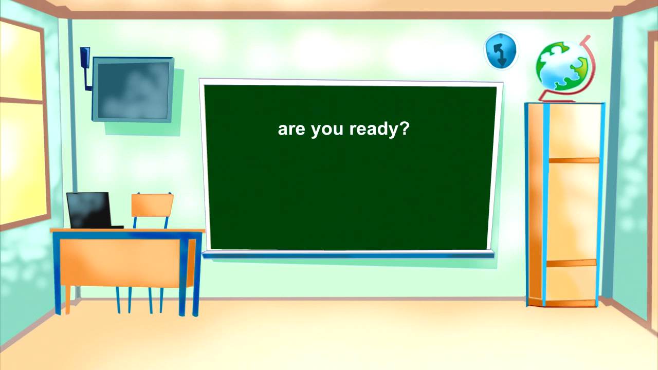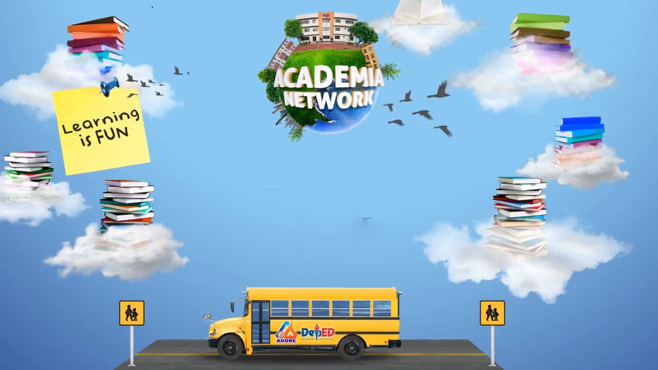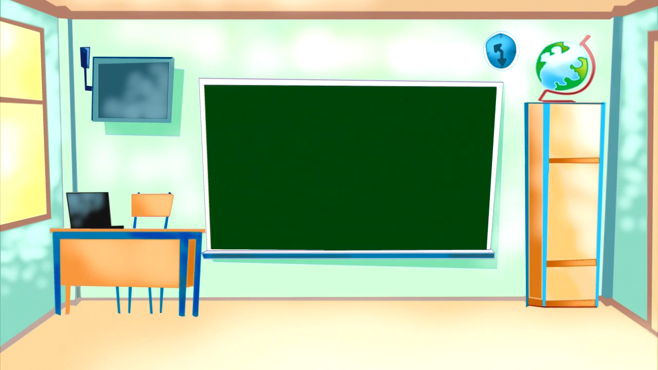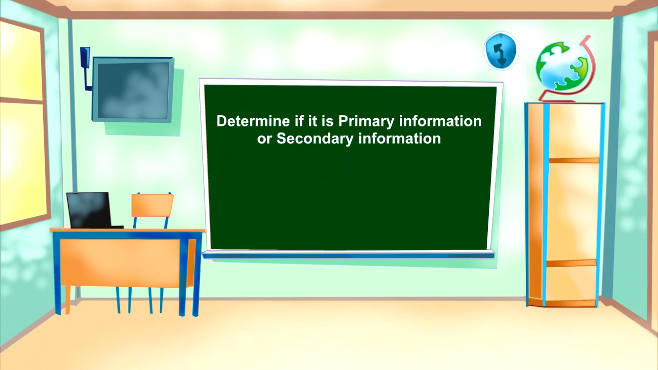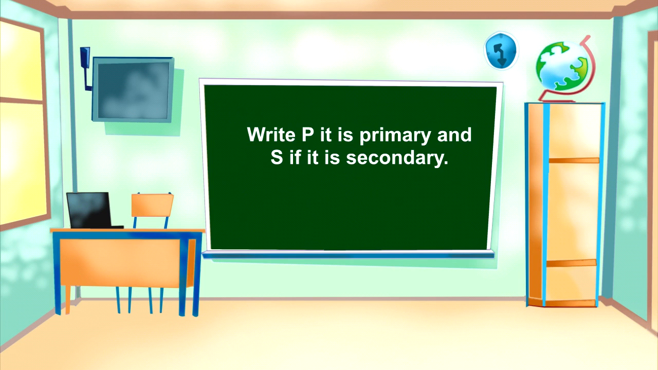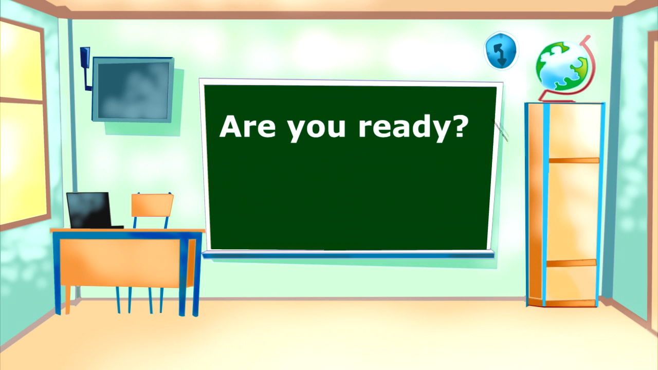Are you ready, grade 8 learners? Okay, let's do this. For our test, you are going to determine if the sentence is primary source information or secondary source information. In your notebook, write P if it is primary and S if it is secondary. Are you ready, grade 8 learners? Okay, let's do this.